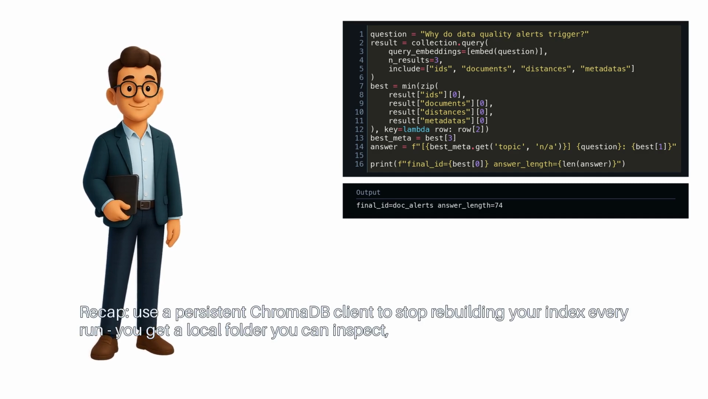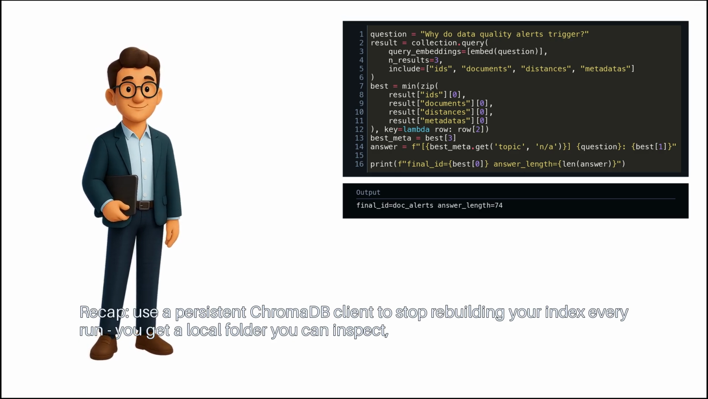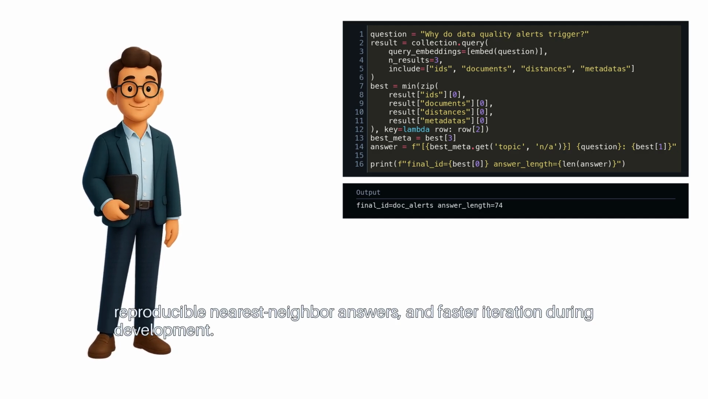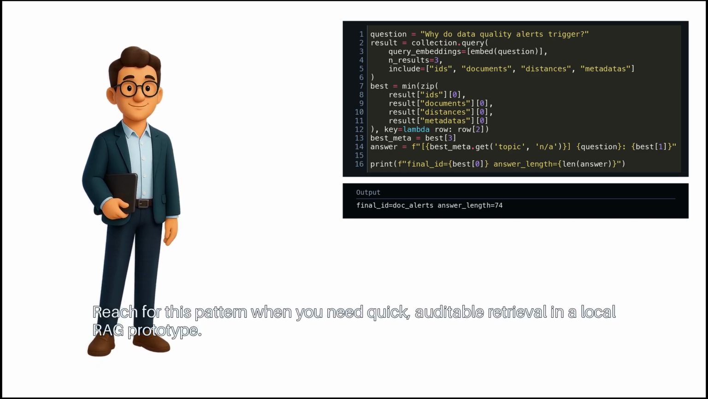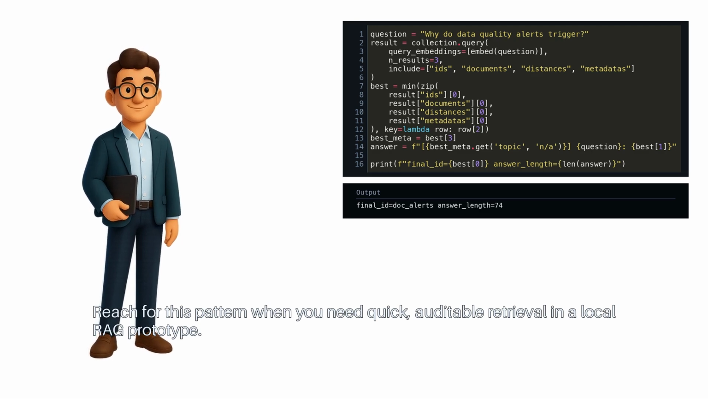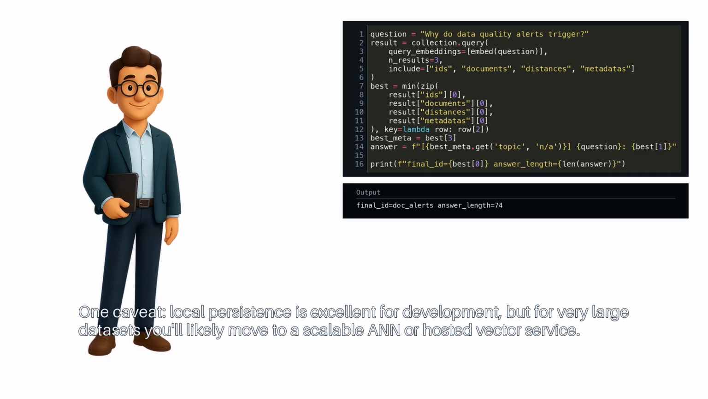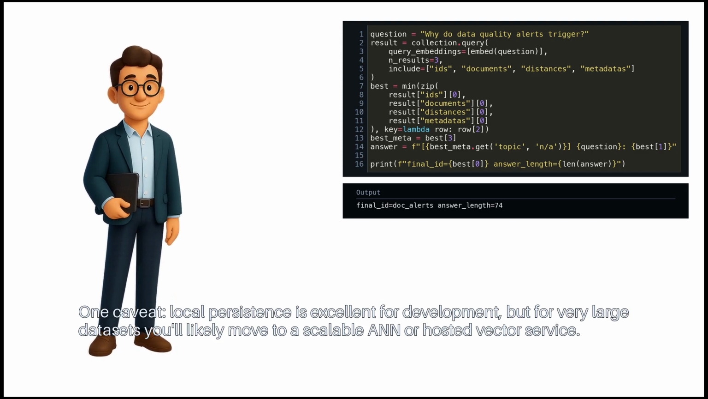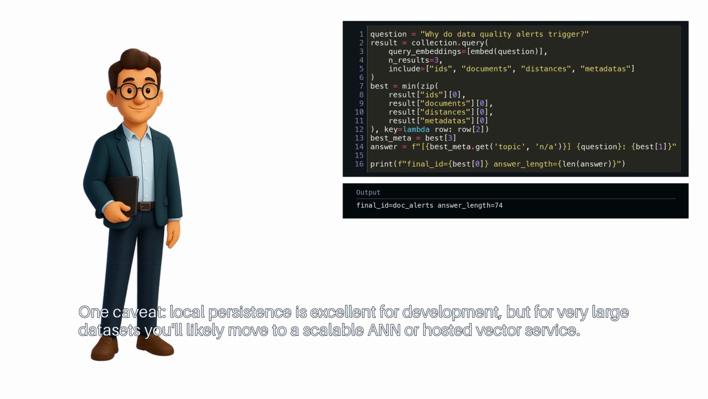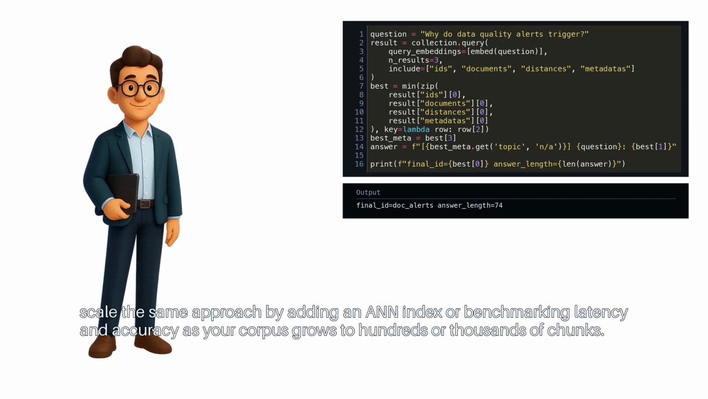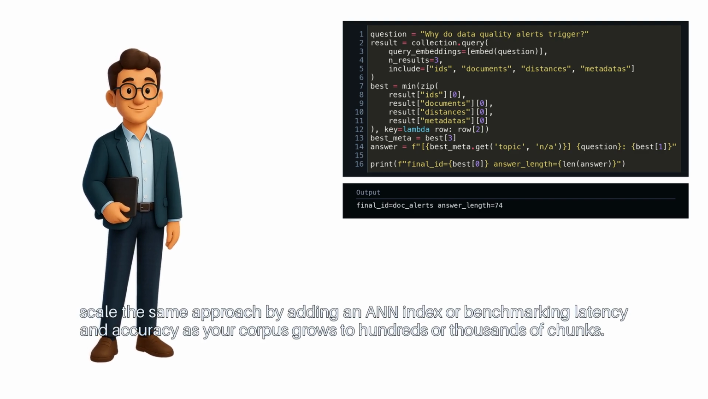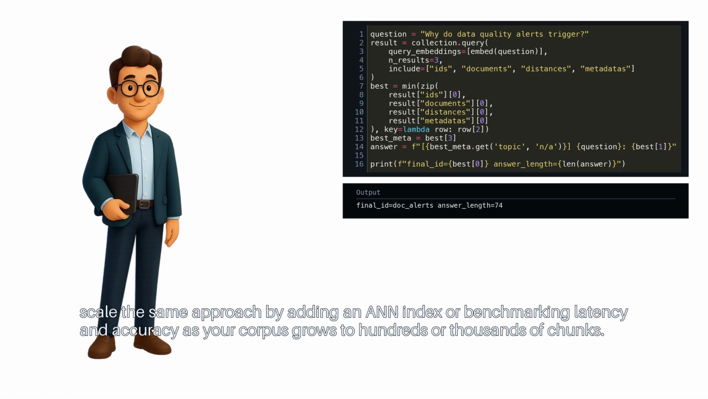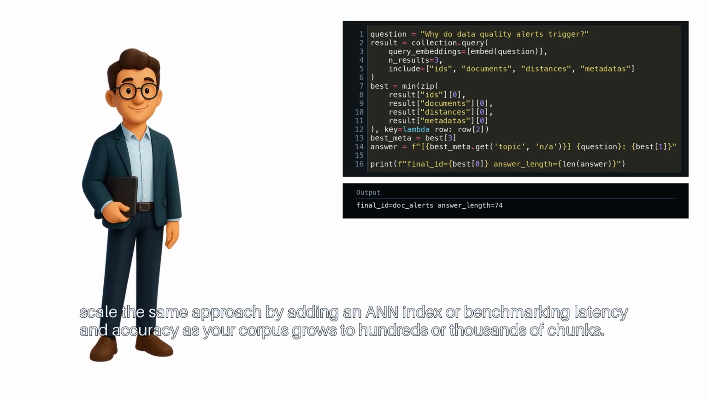Recap: use a persistent ChromaDB client to stop rebuilding your index every run. You get a local folder you can inspect, reproducible nearest neighbor answers, and faster iteration during development. Reach for this pattern when you need quick, auditable retrieval in a local RAG prototype. One caveat: local persistence is excellent for development, but for very large datasets, you'll likely move to a scalable ANN or hosted vector service. Next step: scale the same approach by adding an ANN index or benchmarking latency and accuracy as your corpus grows to hundreds or thousands of chunks.